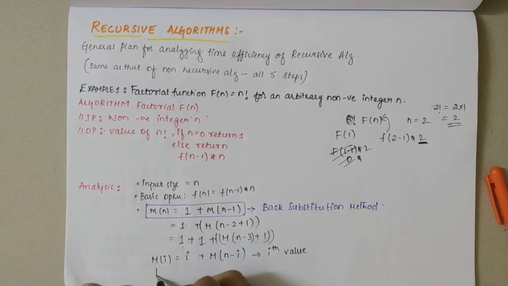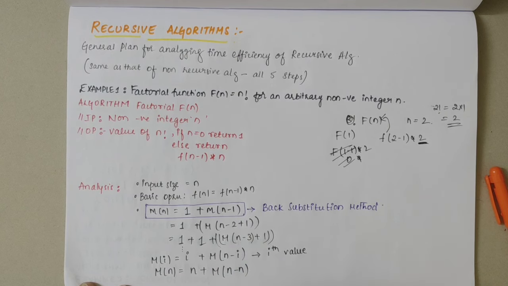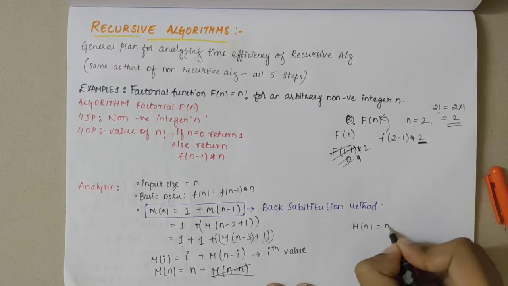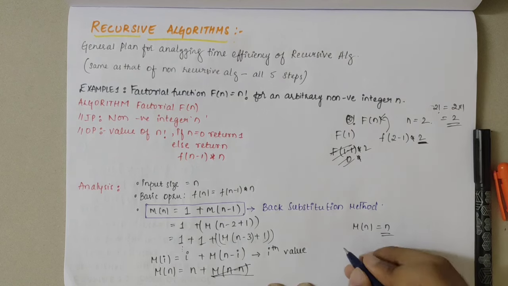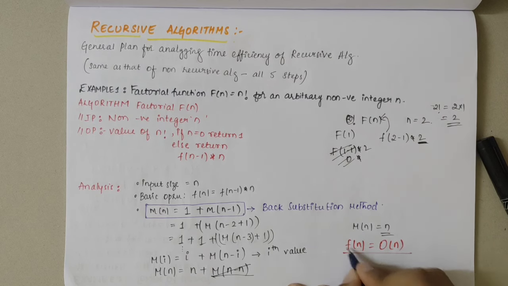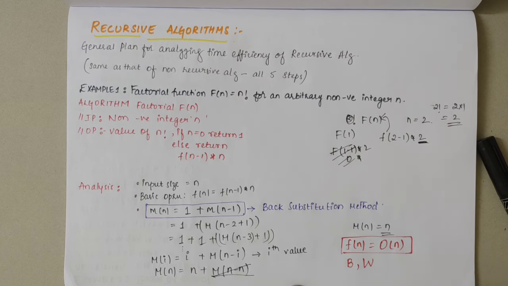So generalizing this, I can write m of n is equal to n plus m of n minus n. M of n minus n value is 0, right? So I'll be left out with m of n is equal to n. So m of n is equal to n indicates that the function or the c of n value for this is order of n. So this goes the same for best case and worst case. There's no average case we can consider here.